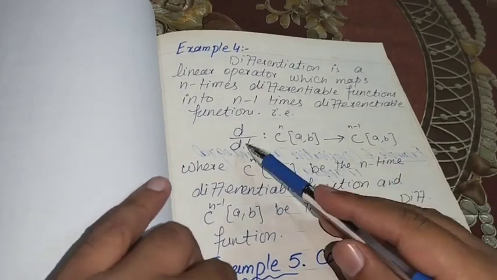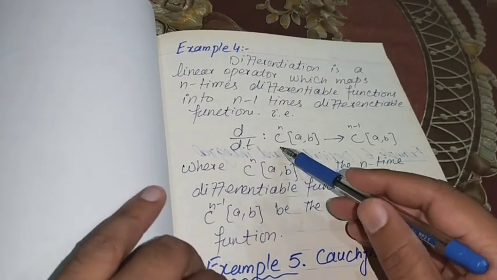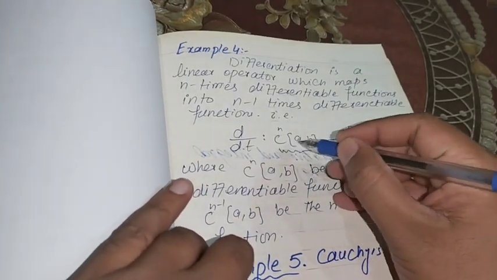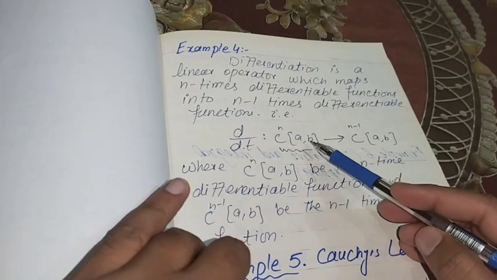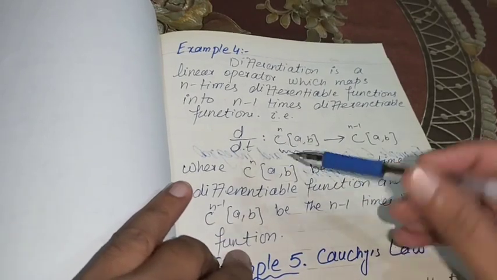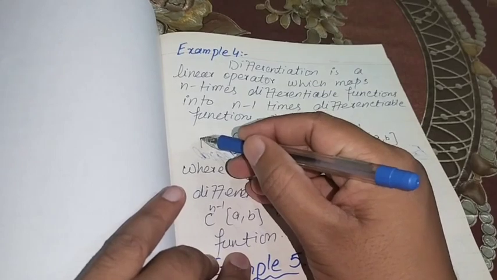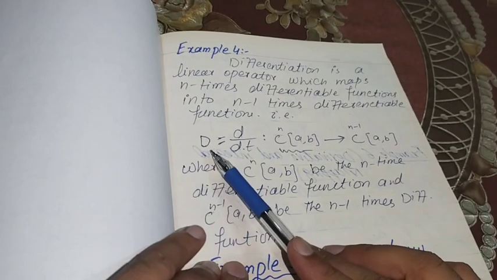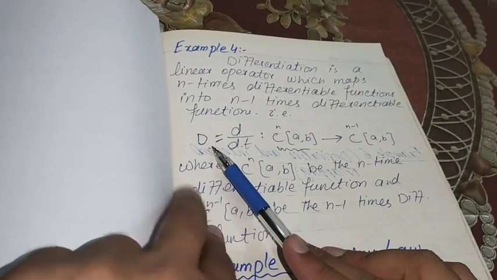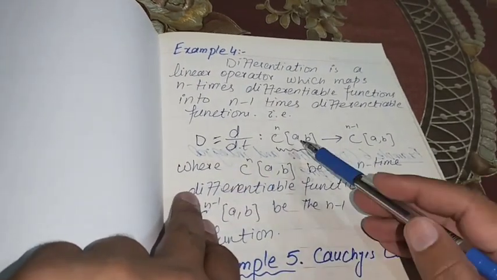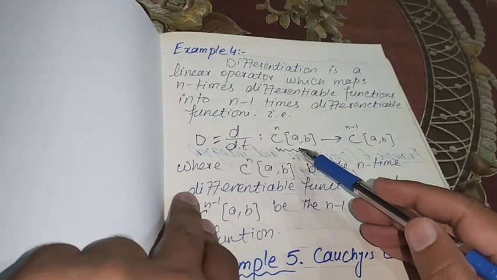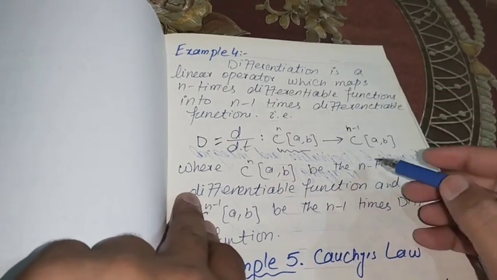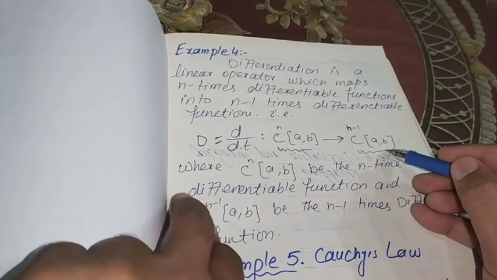When we take the differential operator of an n times differentiable function, C^n of (a, b) is the space of n times differentiable functions, and D is the differential operator, which we also denote by capital D. When we apply this operator to n times differentiable functions, we obtain an n minus 1 times differentiable function as output.